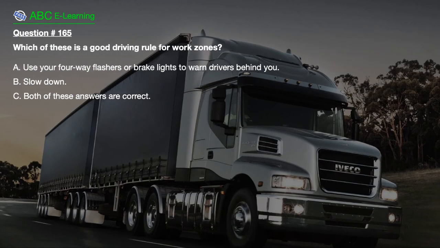Question number 165. Which of these is a good driving rule for work zones? A. Use your four-way flashers or brake lights to warn drivers behind you. B. Slow down. C. Both of these answers are correct.